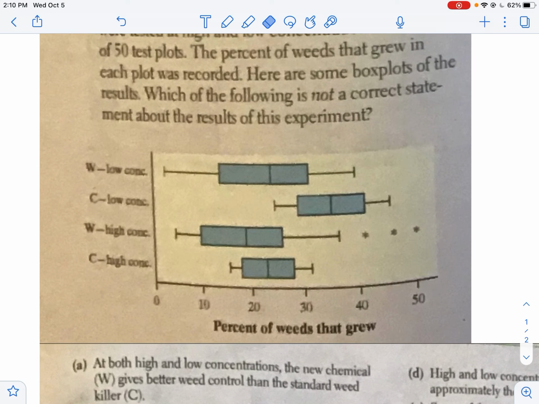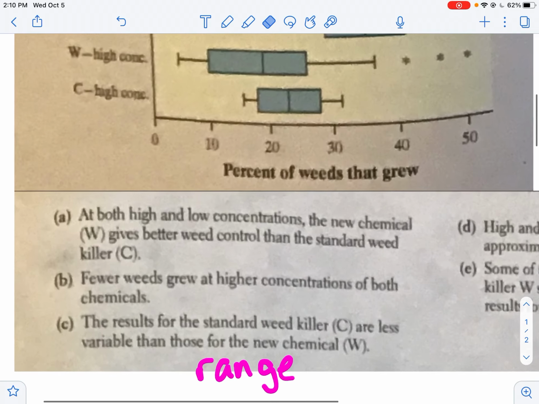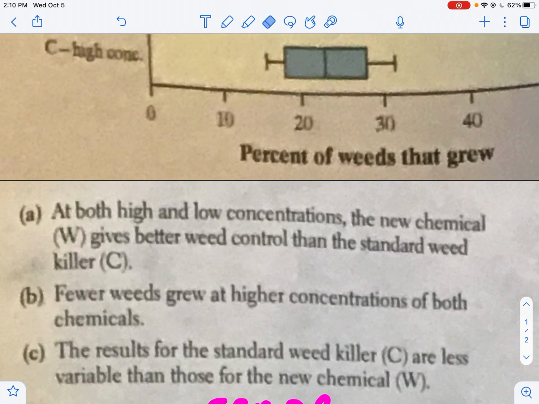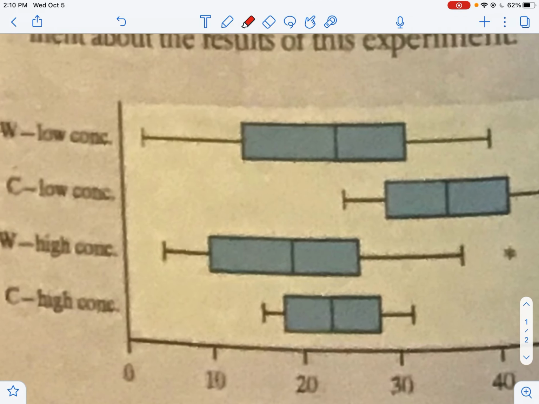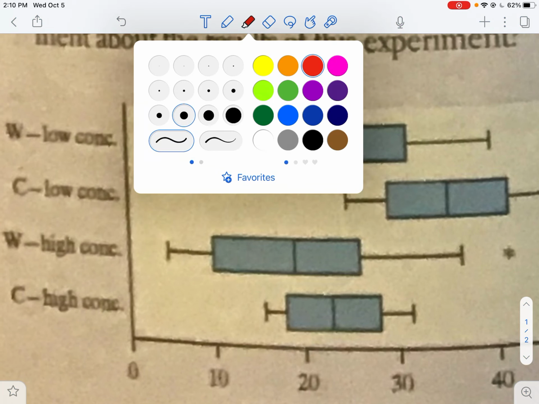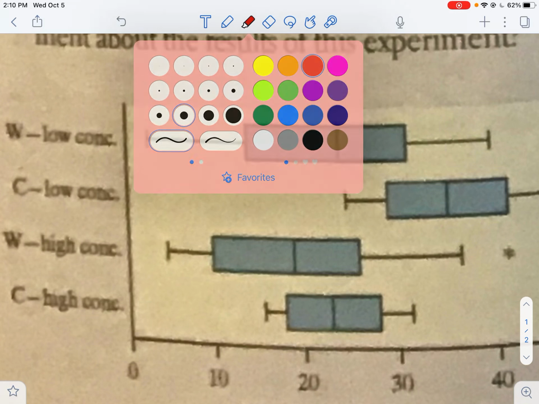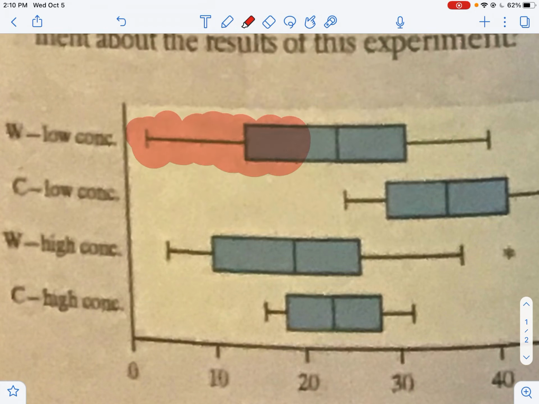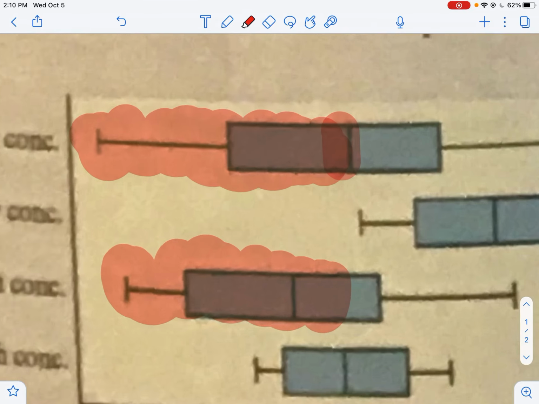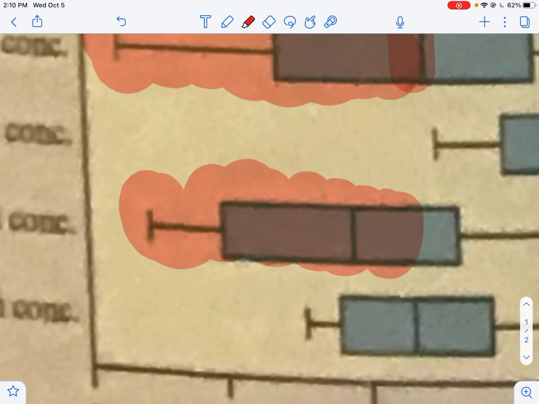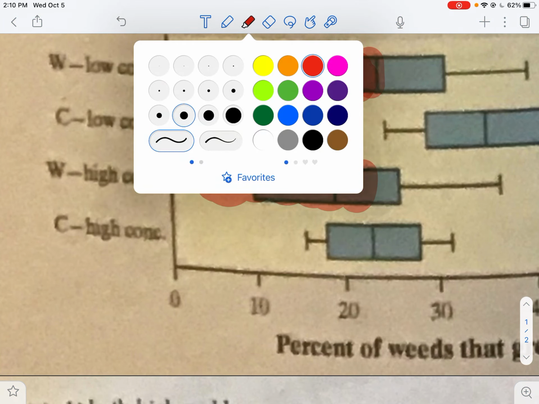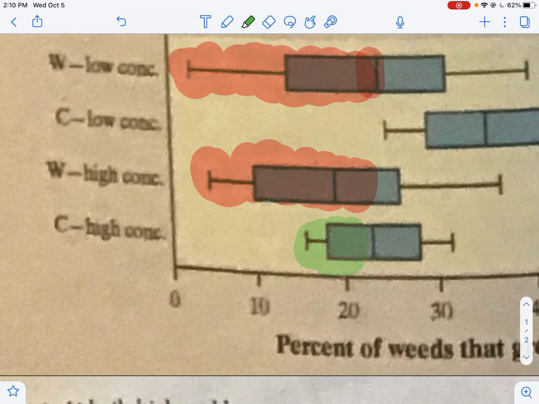So we're going to go through these and I'll show you how you can get to the right answer. If we look at A, it says that at high and low concentrations, the new chemical W gives better weed control than the standard killer C. Let's take a look. We want to see stuff on the low side because that tells me we don't have a lot of weeds, that low percentage. In red, I'm going to color all that low stuff I'm seeing for W. Look at the low concentration, that's a lot. It's all W here. Same here, all W. When I start seeing C, that's only when I'm using the high concentration for C.